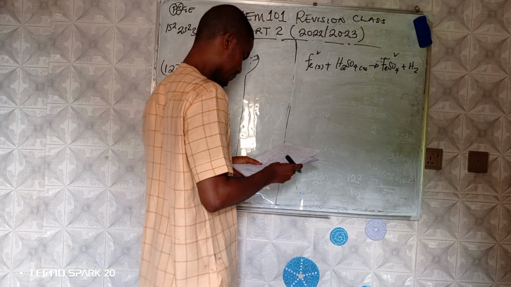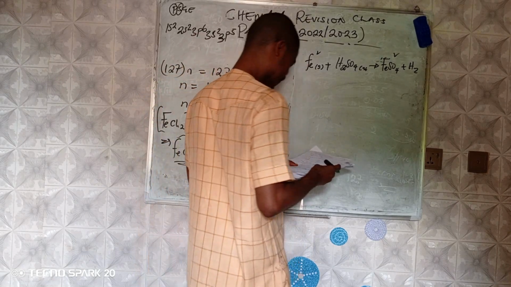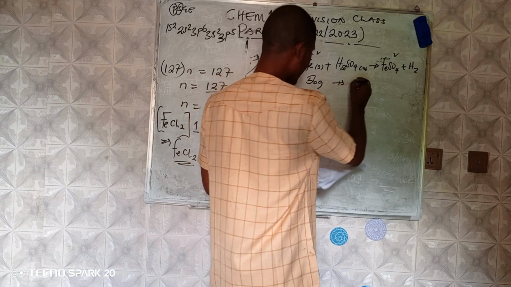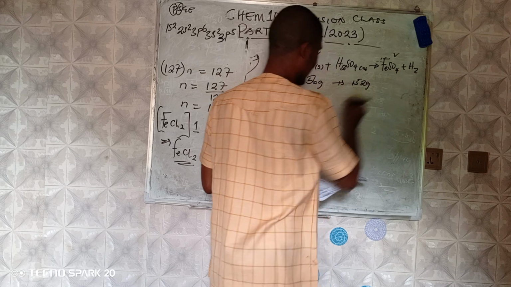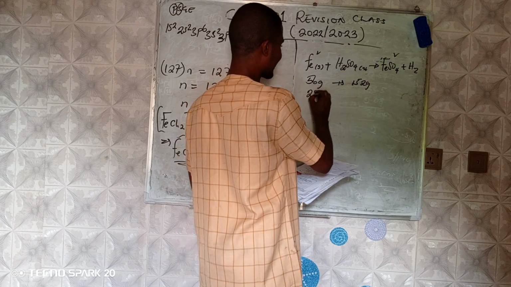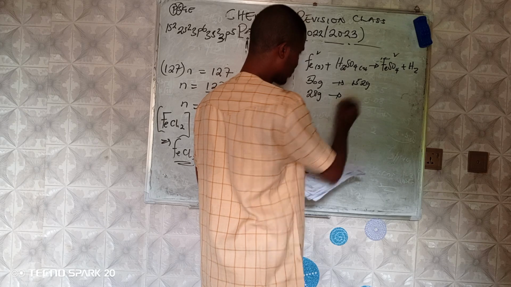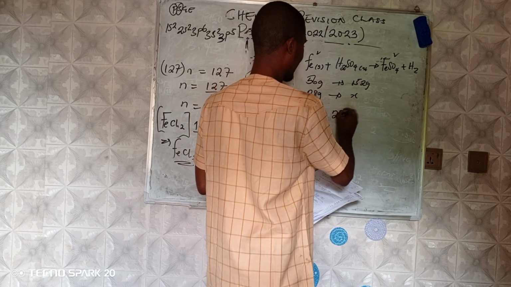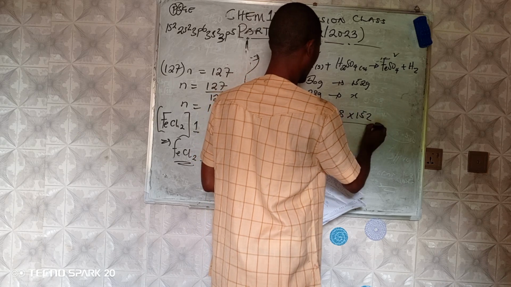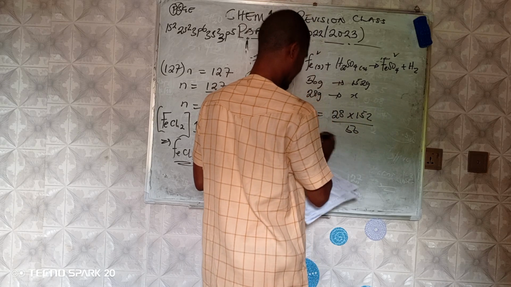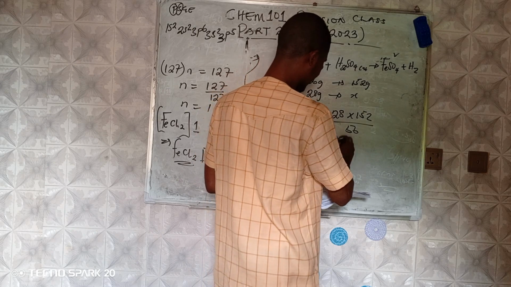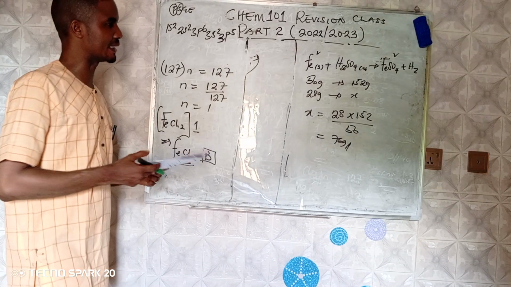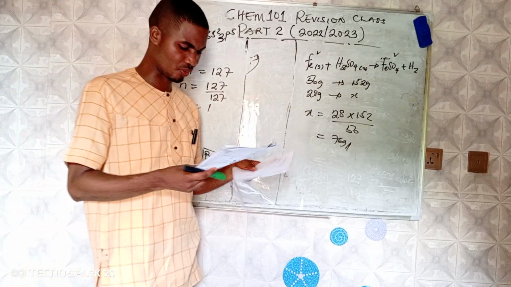So if you watch there, we have that 56 grams of this produces 152 grams of this. So 28 grams of this will produce X. So that X becomes 28 times 152 over 56. And that will produce 76 grams. So if you watch that, there will not be a correct option in that place. Remember that, go back to the questions and see.